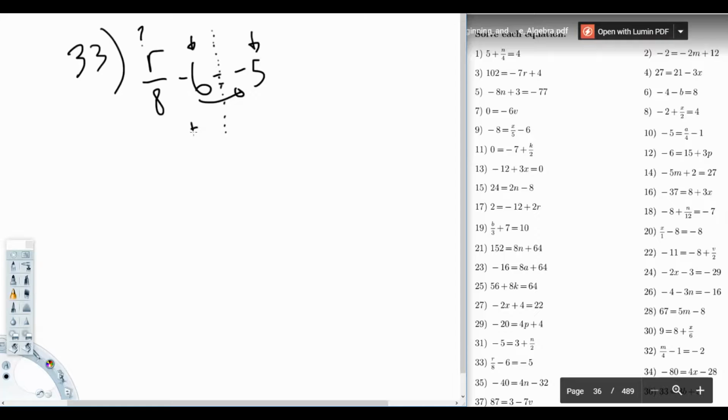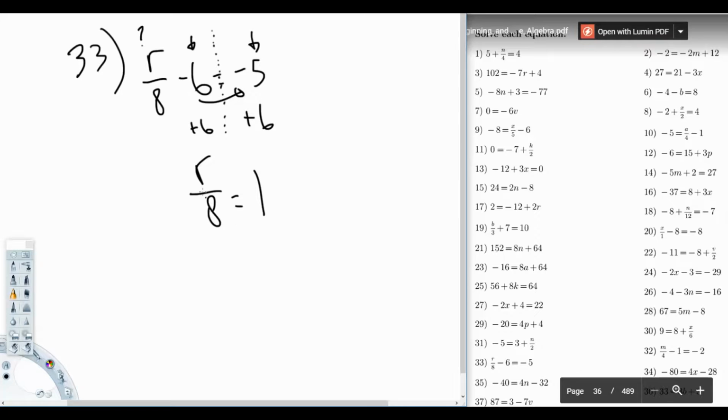Minus 6, you would have to add 6 to get rid of it. Minus 5, you have to add 6 because you did that on one side. You have to do it on the other, right? That's why I did the dotted line. And the result is r over 8 equals minus 5 plus 6 equals 1.